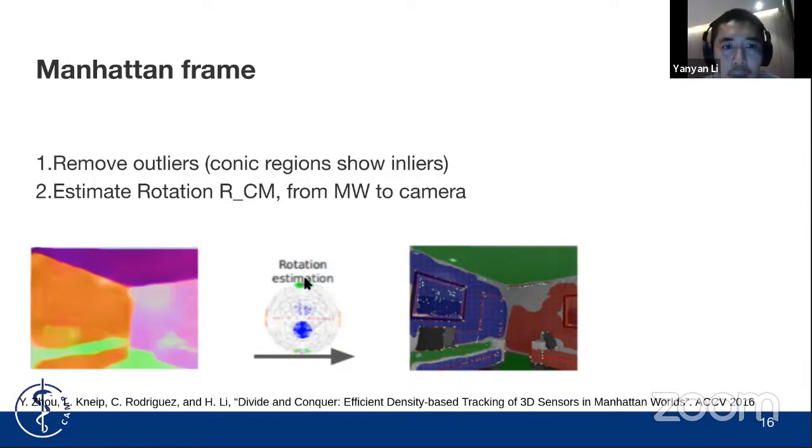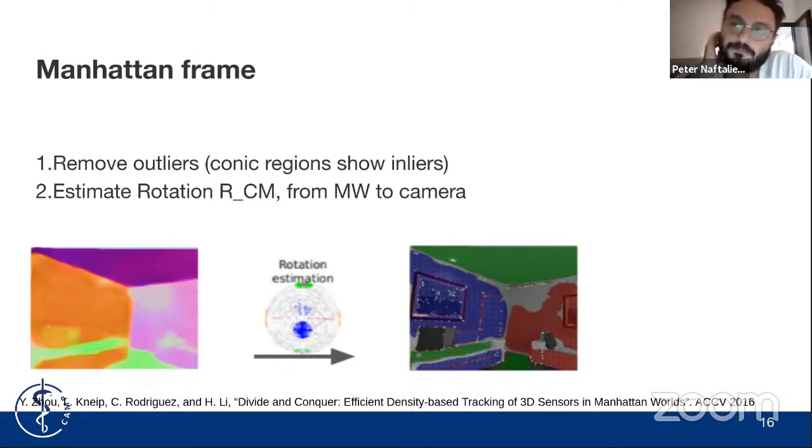When we obtain the first frame's Manhattan frame, we call it the Manhattan coordinate, Manhattan world. But this Manhattan world coordinate is different from the world coordinate. They have a kind of 3D rotation between them, since for this sphere we cannot represent a translation vector. We can only represent rotation.